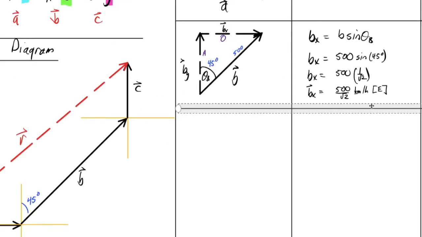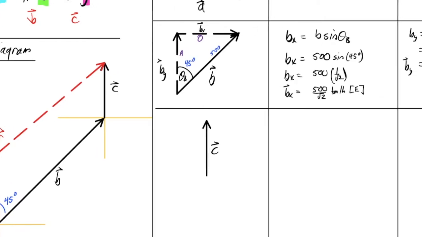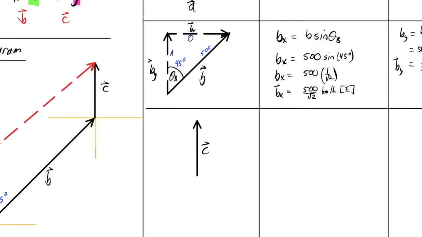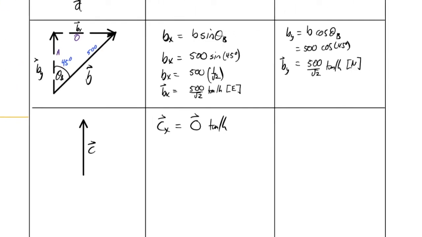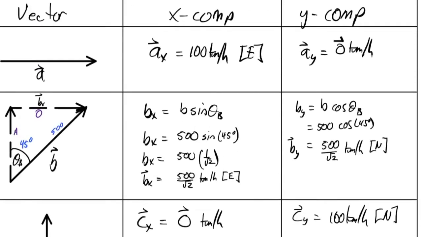And finally, vector C. Our vector C is already on the y-axis. So our Cx is going to equal 0 kilometers per hour as a vector, and our Cy is 100 kilometers per hour north. So now we can actually find our resultant totals.